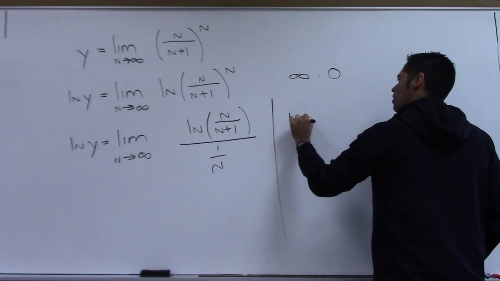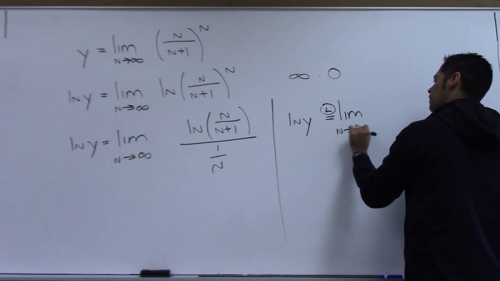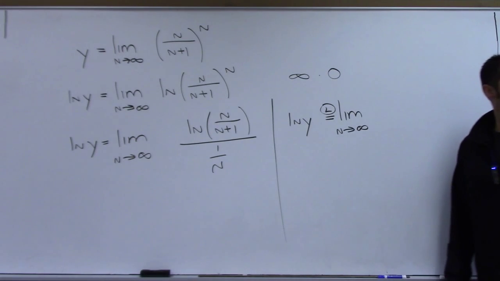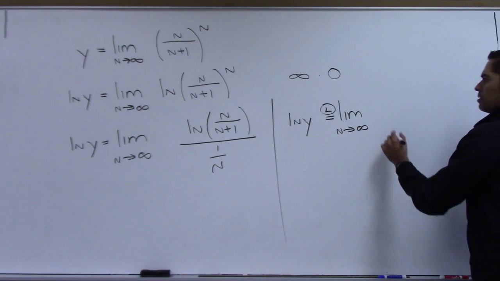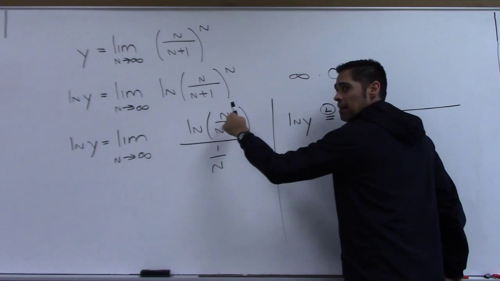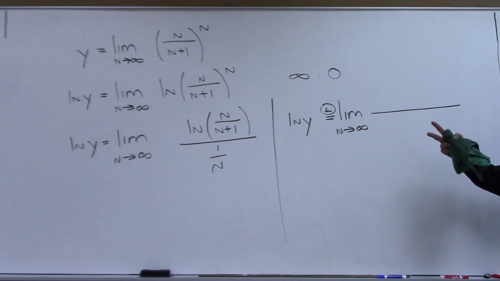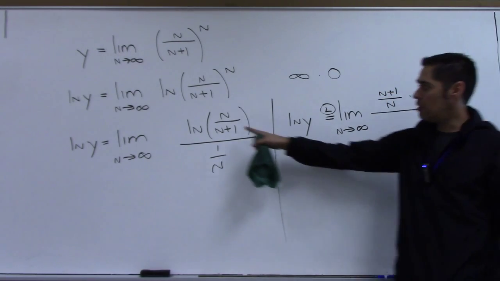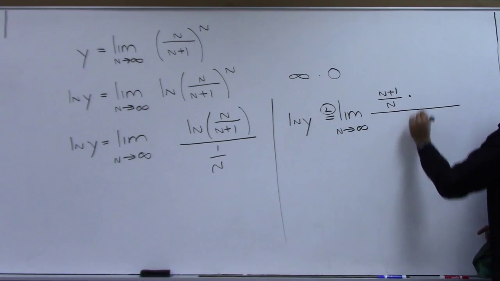So the left side is natural log y. By L'Hopital's rule, I have the limit as n goes to infinity. Now I take the derivative of this. What is the derivative of natural log of something? 1 over that. What's 1 over that fraction? It's that fraction flipped over, so n plus 1 over n. That's the derivative of natural log of this, and then times the derivative of what's inside.